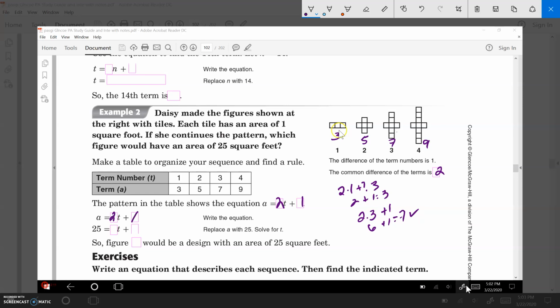And we want to know when we have 25 square feet. We got 2t plus 1. So let's solve this. I don't have much room here, but we'll make it work. Plus 1, so minus 1 first. So we got 24 equals 2t. Divided by 2, t is 12. So figure 12 is going to have 25 square feet.